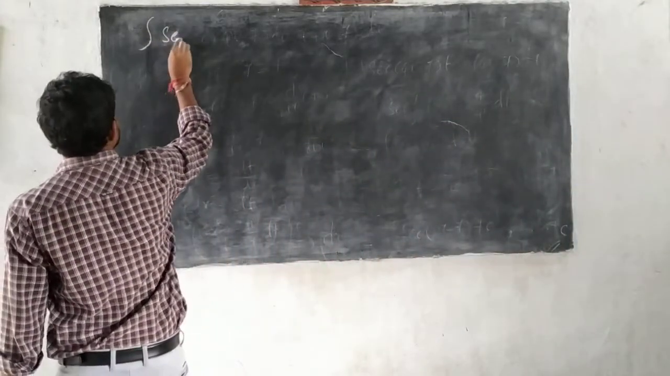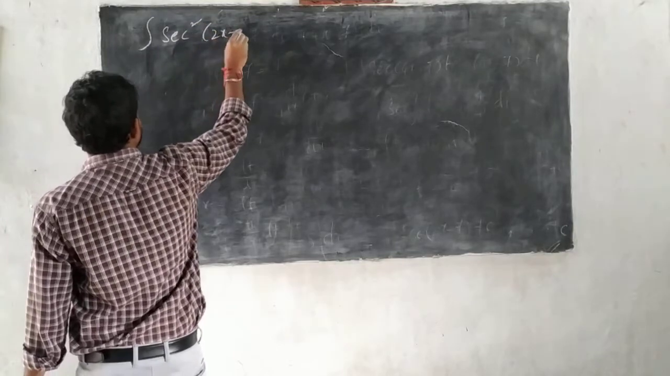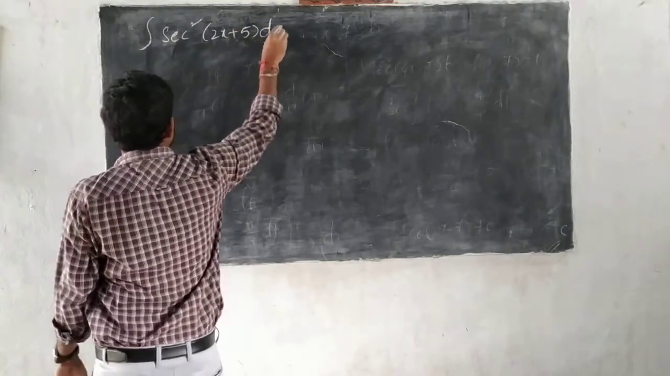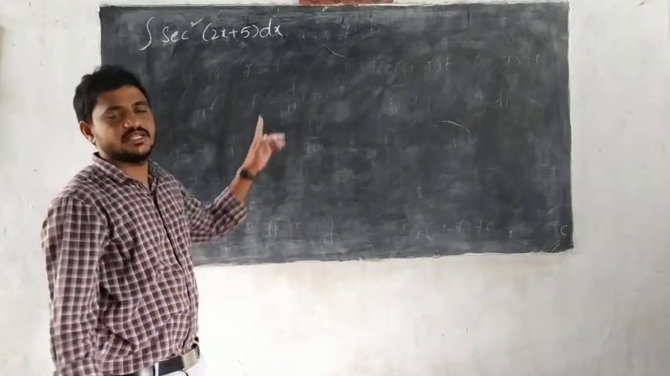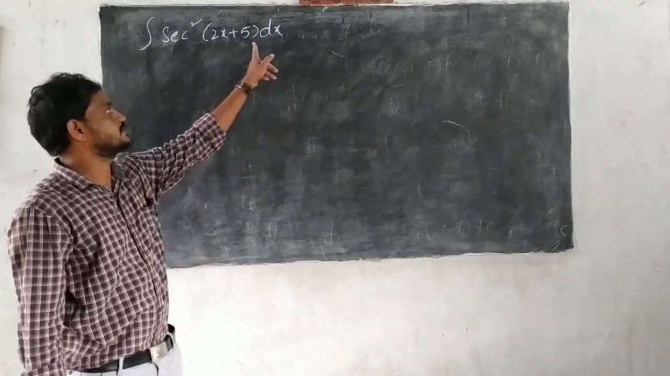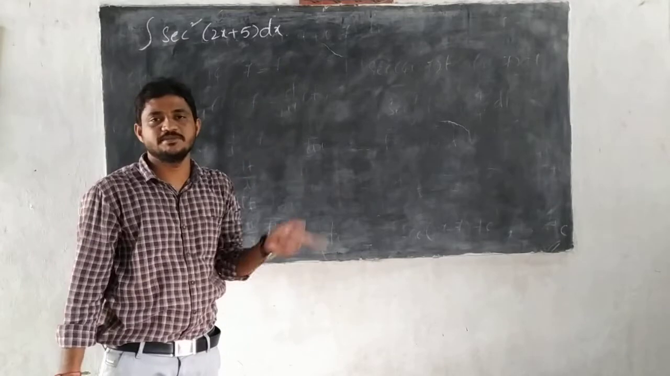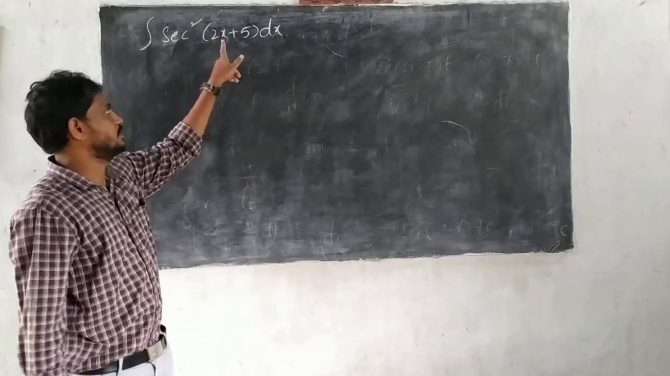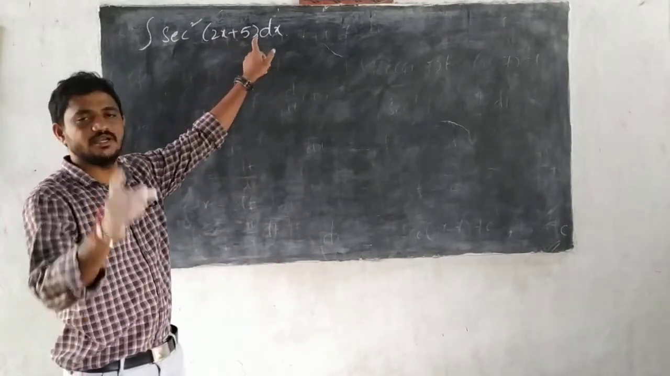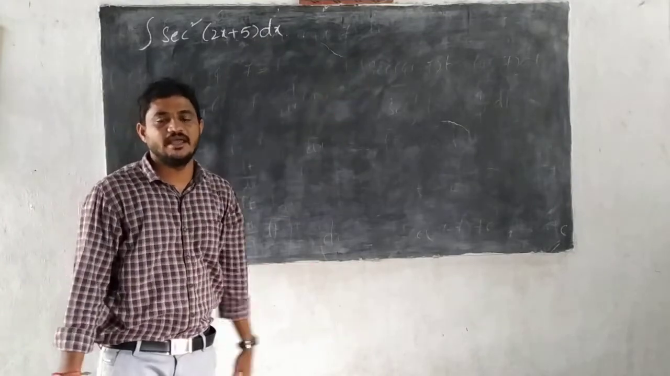Integration of secant square of (2x plus 5) dx. Solve this problem similarly by substituting t in place of 2x plus 5. So we will get integration of secant square t, which is tan t.